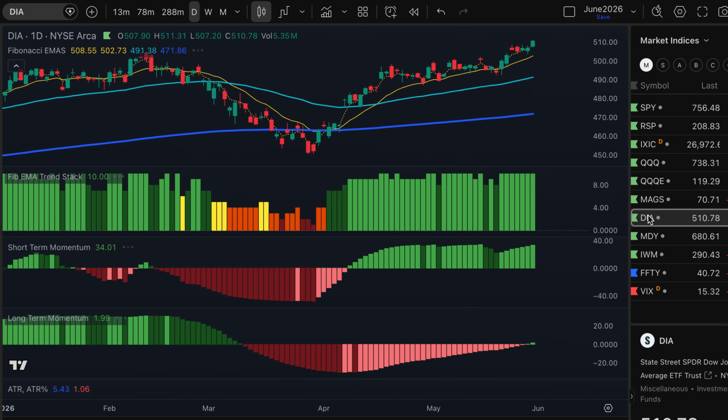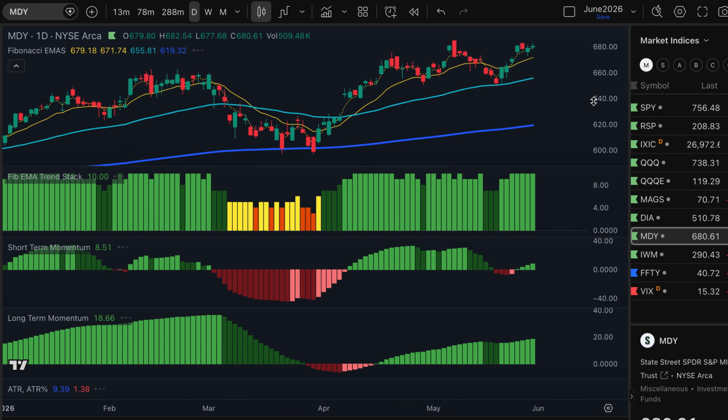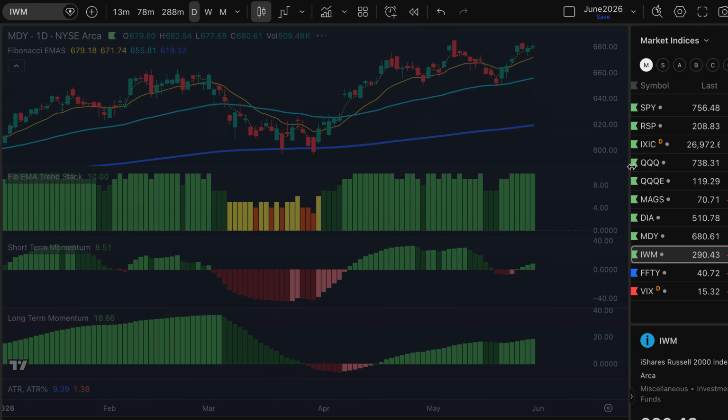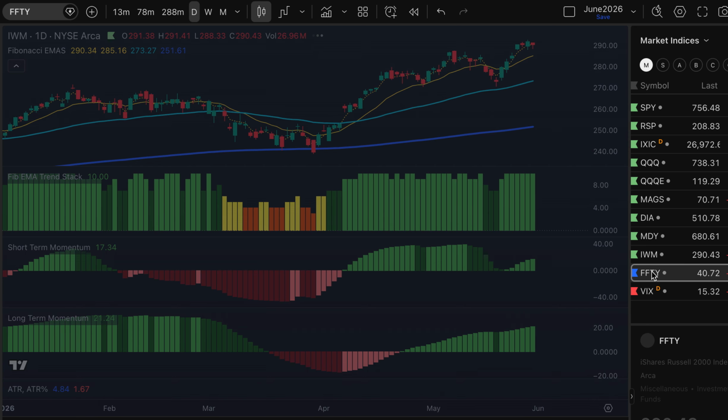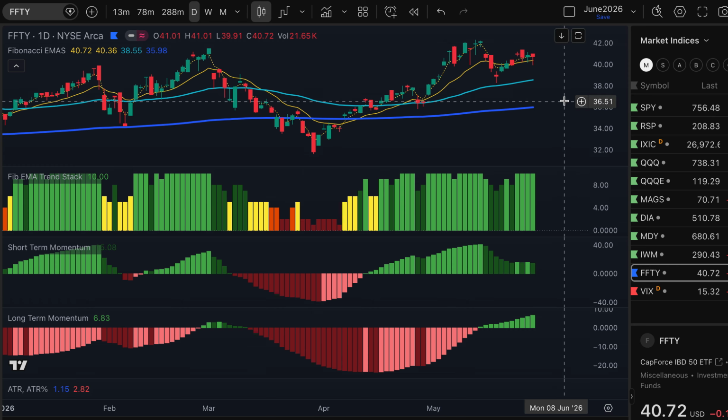The Dow looking good. We can see long-term momentum has just turned green. The mid caps looking good, and the small cap also looking good. And then the FFTY, this is the IBD 50. This is used to see how growth stocks are doing. So we did have a little bit of a fade in short-term momentum on Friday, turning to dark green, but the fib EMA trend stack is still 10 out of 10.